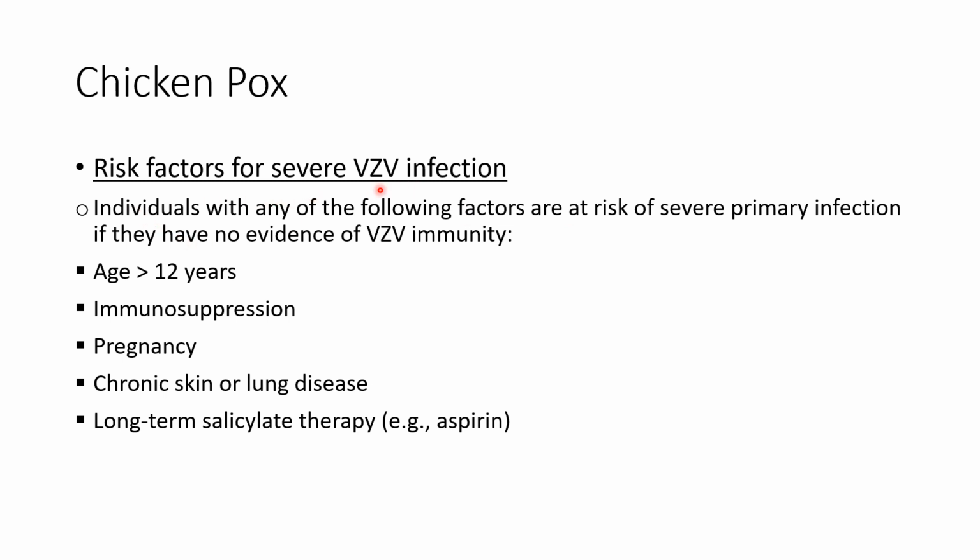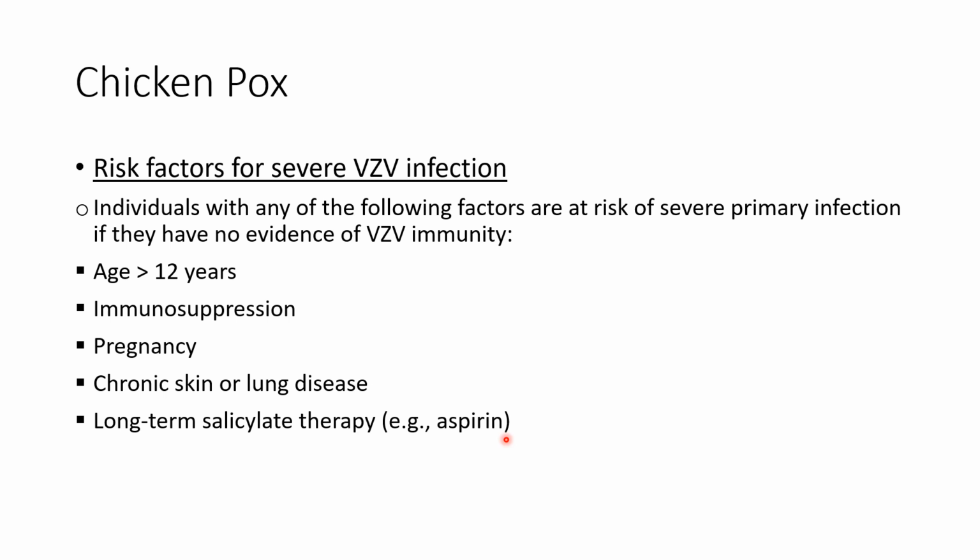Risk factors for severe varicella zoster virus infection. Individuals with any of the following factors are at risk of severe primary infection if they have no evidence of varicella zoster virus immunity. Age more than 12 years, immunosuppression, pregnancy, chronic skin or lung disease, which may lead to bacterial superinfection on the skin, or pneumonia in case of chronic lung disease. Long-term salicylate therapy, for example aspirin.